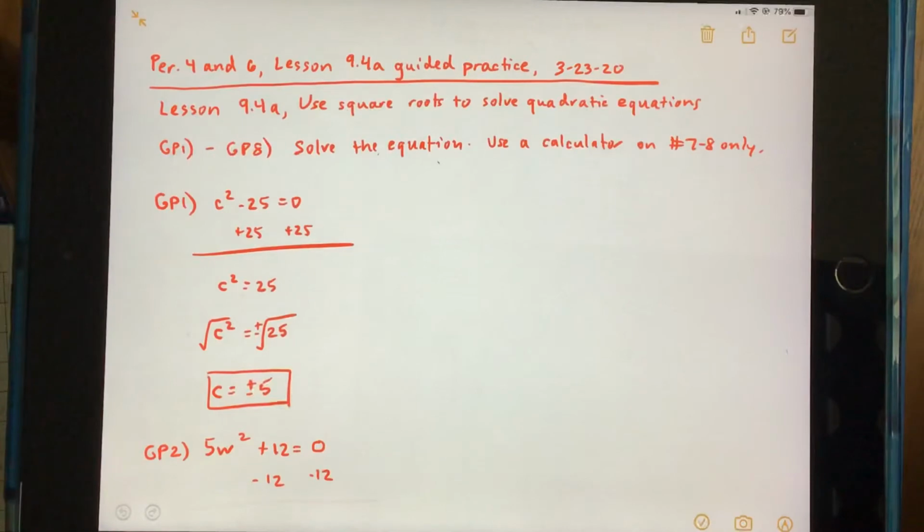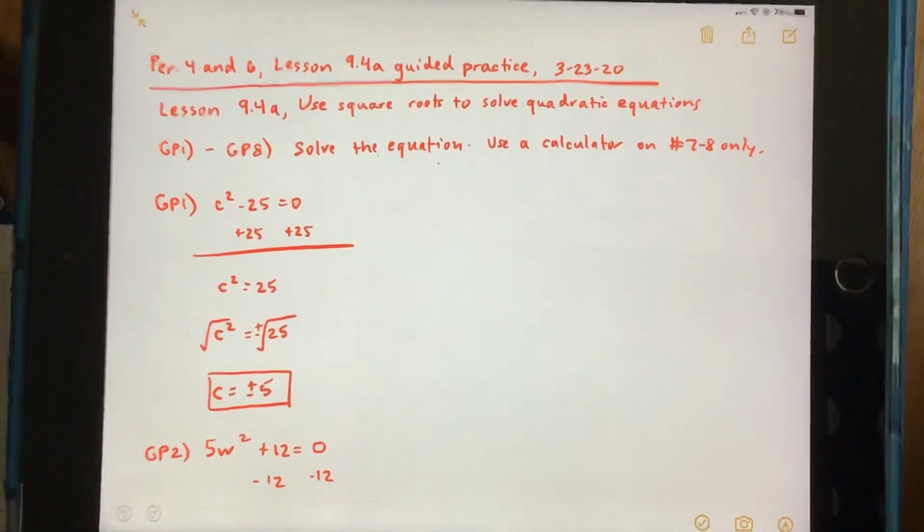We're going to be going over our lesson 9.4a guided practice for March 23rd, 2020. In lesson 9.4a, we're going to work on using square roots to solve quadratic equations. For guided practice 1 through 8, the problems that we are going to do together, we're going to solve each equation, using a calculator only on numbers 7 and 8.